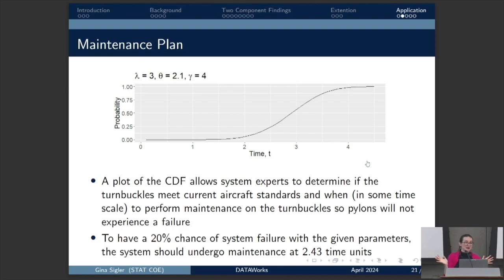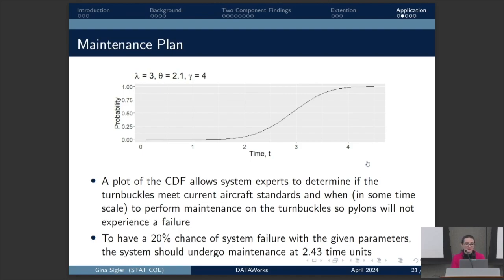Now, I fail to say what time is, right? Because this could be different for any number of systems. Could be hours, could be days, could be years. I have no idea. Again, all notional. But it lets them determine how often they want to do this fix and maintenance on their aircraft.